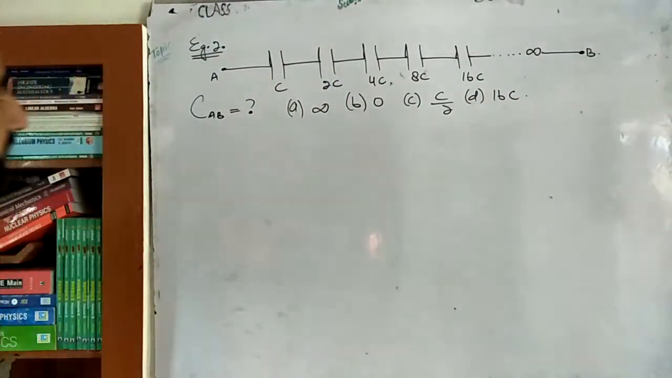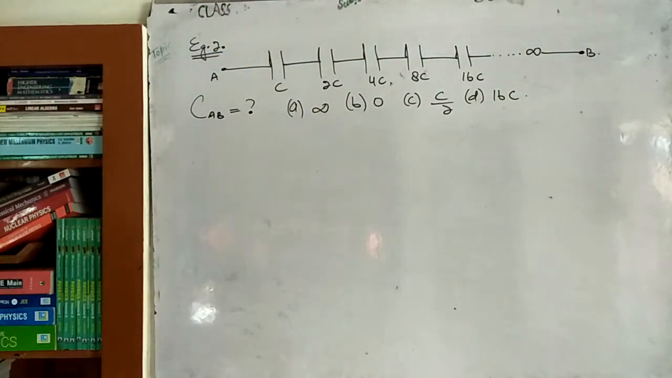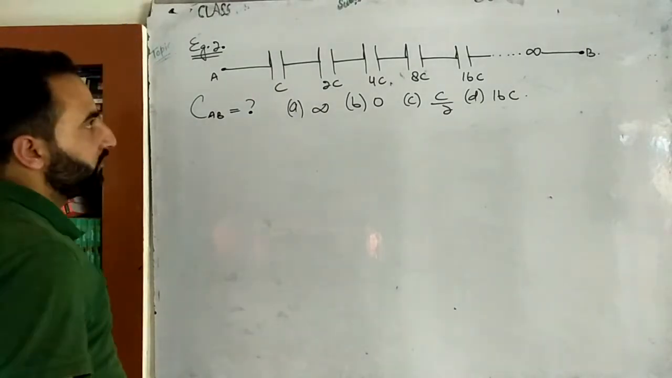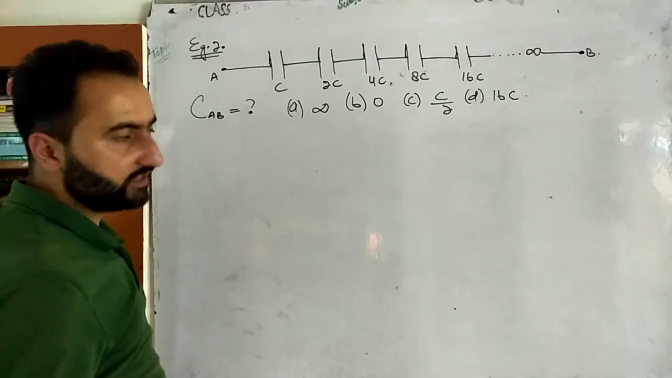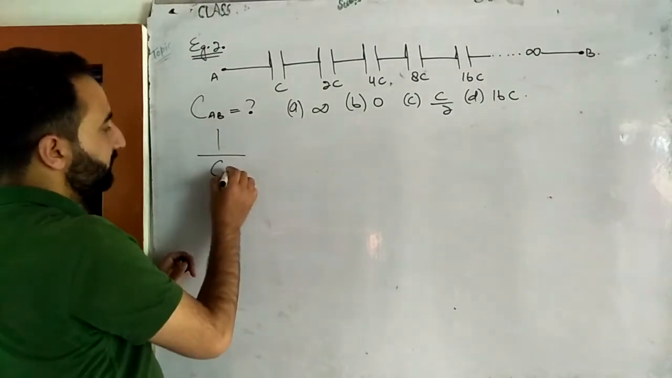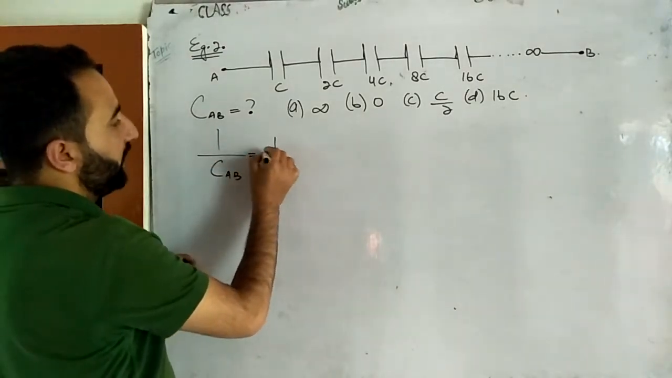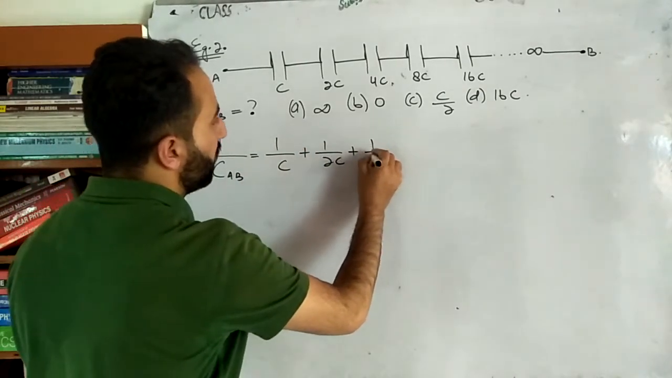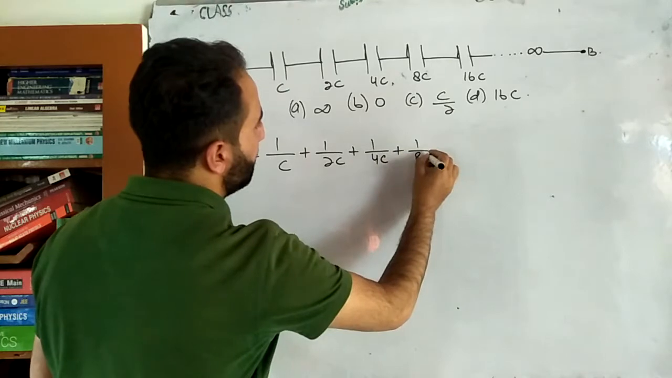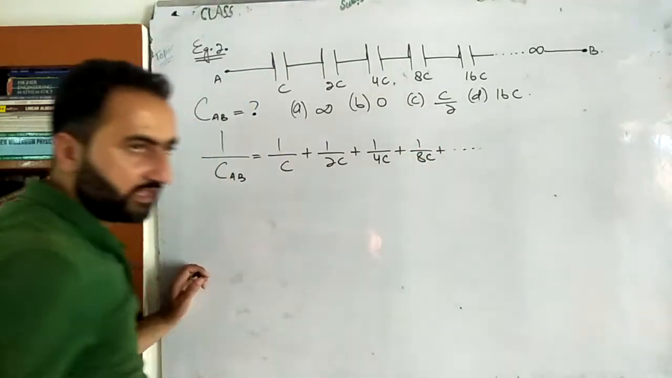Okay, let's see. अब ध्यान रखो बेटा. Now let's try to solve this problem. Okay. So I will calculate the equivalent capacitance. Are they connected in series or parallel? Obviously they are connected in series. So the equivalent capacitance, 1 by CAB, will be equal to the summation 1 by C plus 1 by 2C plus 1 by 4C plus 1 by 8C plus so on. ठीक है ना बेटा? Okay.